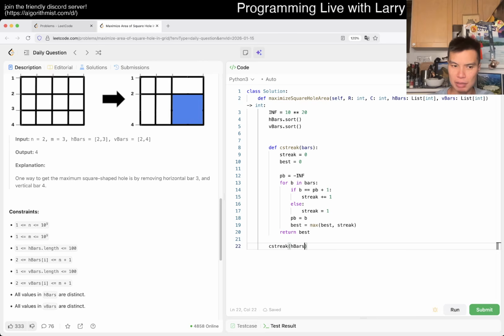Then now we can calculate the streak for H bars. Yeah, the R and C doesn't really matter, I don't think. So then height is equal to this. Width is, maybe I got them converted. I think vertical bars, no, vertical bars is width then, right? So yeah, and then just return min of H, W, and maybe I'm off by 1, because the streak of 1 means that you can remove 1, so you have 2 of these. So okay, actually, yeah.